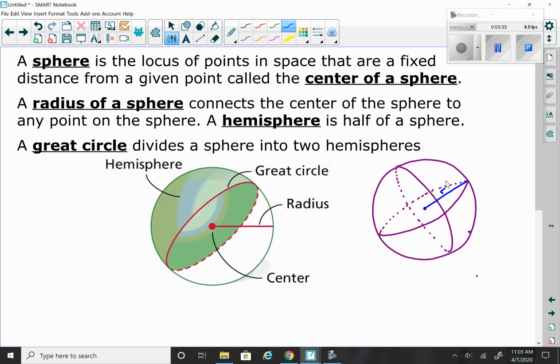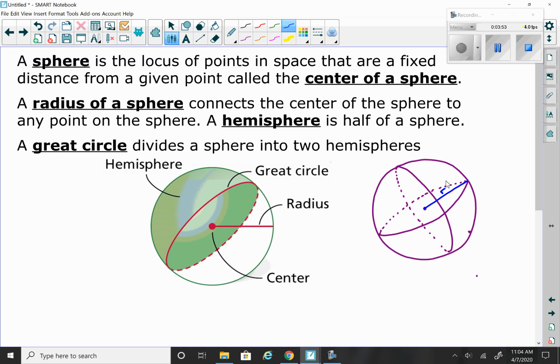Our definition: a sphere is the locus of points in space that are a fixed distance from a given point, called the center of a sphere. A radius of a sphere connects the center to any point on the sphere. A hemisphere is half of a sphere. And a great circle divides a sphere into two hemispheres.